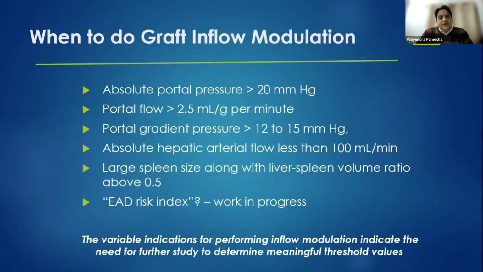These are some of the criteria which have been laid down about when to do a graft inflow modulation. It's based on pressure or flow or a gradient. I think gradient is more important rather than absolute values, because how your CVP is will determine how your portal flow is going to be after the operation. And that's an important parameter to take in when you want to do portal inflow modulation.